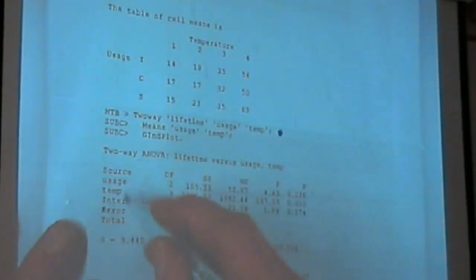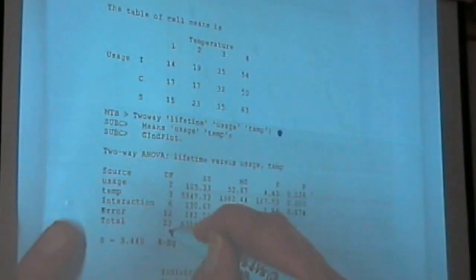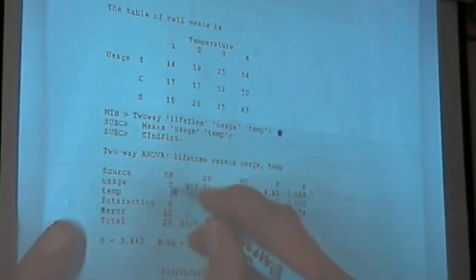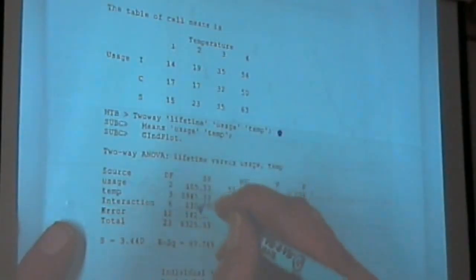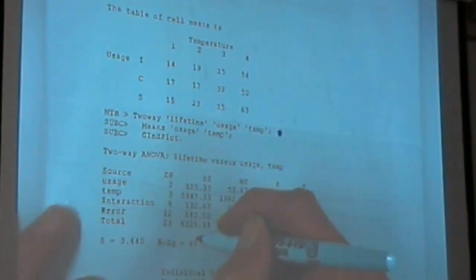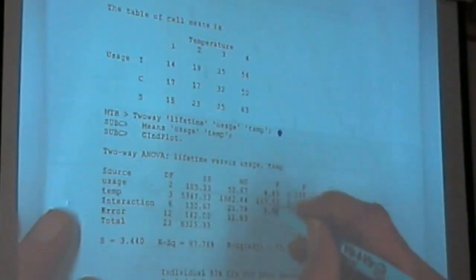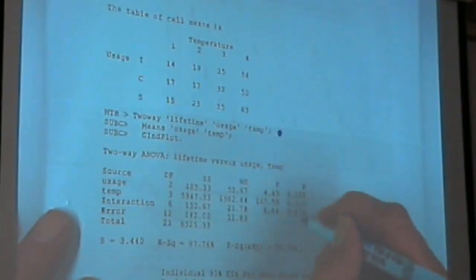So it's got sources of variation: type of usage, temperature, interaction, and their total. Here's the degrees of freedom, and here's the sums of squares, and they were just produced by the software. So I didn't demonstrate any hand calculations here. They're produced by the software. Here's the mean squares, here's the F statistics, and the p-value.